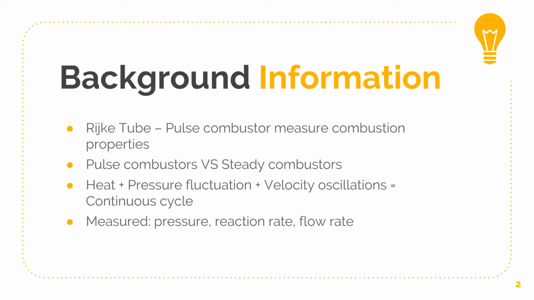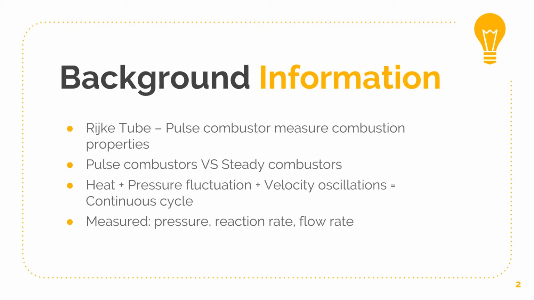I would like to highlight and contrast a few differences between a pulse combustor and a steady state combustor. What a pulse combustor does is it uses three different things, which are the heat, the pressure fluctuation, and the velocity oscillation, to create a continuous cycle which mixes the propane and the air properly and allows for a more ideal combustion. Because these three things are so important, they were also measured in our experiment, which were the pressure, the reaction rate, and the flow rate.